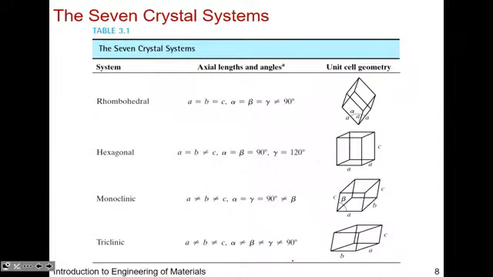Then you have monoclinic, and then the least symmetric of all the shapes, triclinic. A is not equal to B, is not equal to C, and none of your angles are the same. There are quite a number of systems in which this is just how it is. It's not very symmetric, but we have a way of describing the symmetry nonetheless, or rather, the unit cell that gets repeated nonetheless.